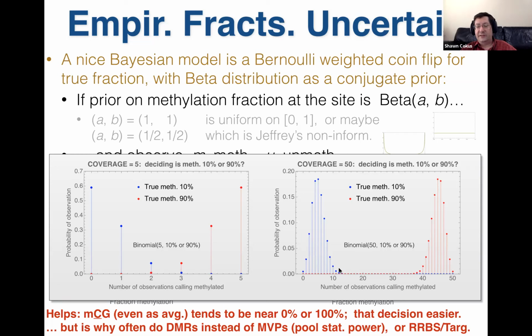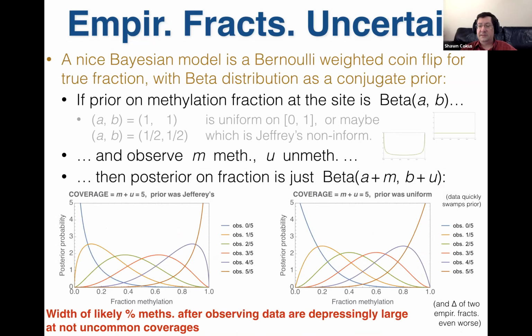And with 50, you don't need 50, right? You see how everything from 15 to 35 isn't even plausible with 10% and 90%. So you don't need coverage 50 to make that decision. Coverage 5 is more like exact. So that helps. But anyway, this is basically the whole motivation for RRBS and targeting, because it allows us to take our fixed sequencing dollar and concentrate it on something less than the whole genome, because the statistics with low denominators is just sort of dismal.